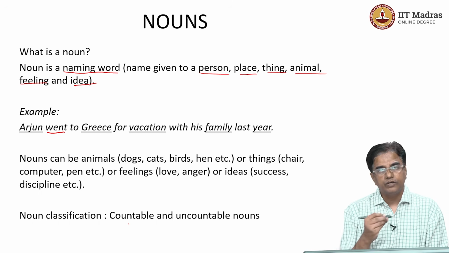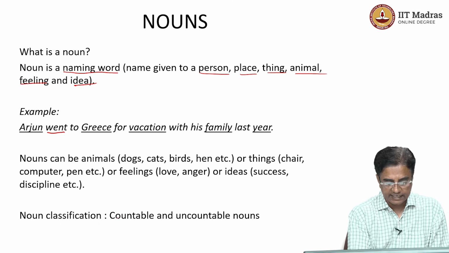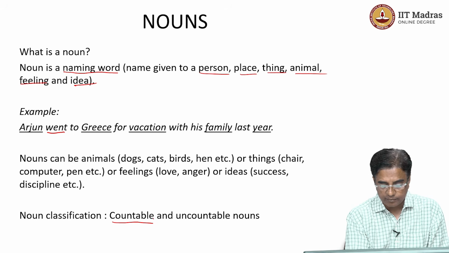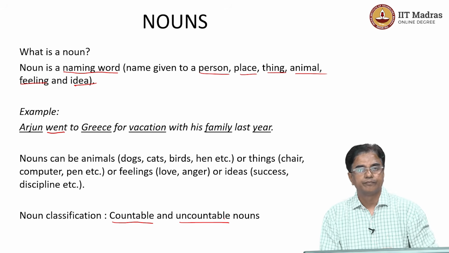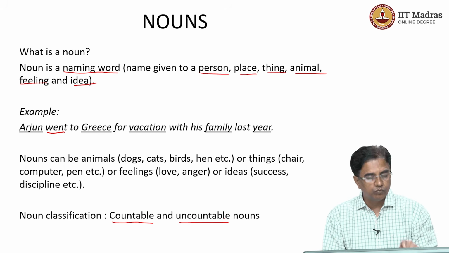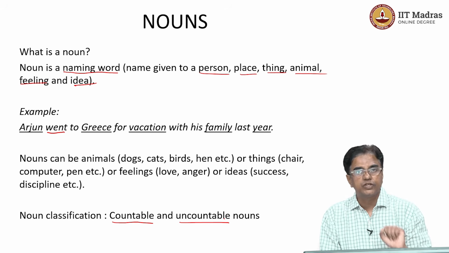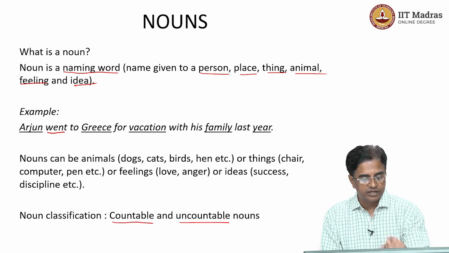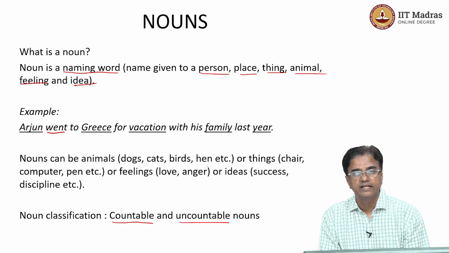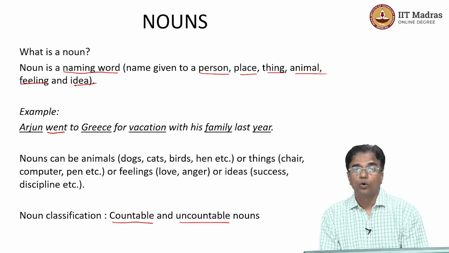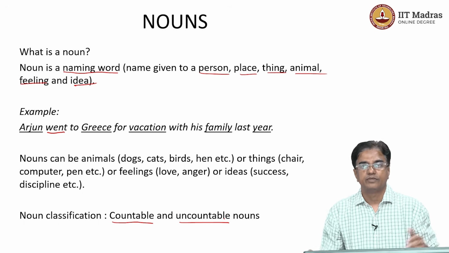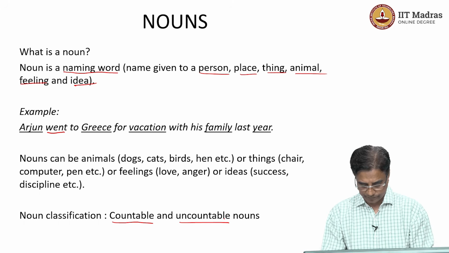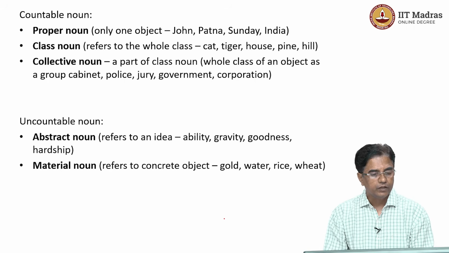And when we look at the details of it, they can be either countable nouns or uncountable nouns. So look at them. What are they? Is Arjun a countable noun? Is Greece a countable noun? Is vacation a countable noun? Is family a countable noun? Is year a countable noun? Or are they uncountable nouns? So you can categorize them in two parts.